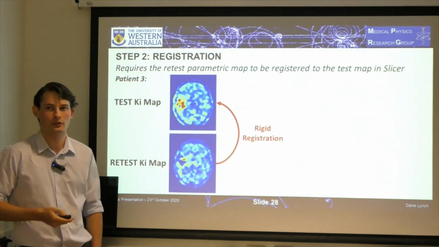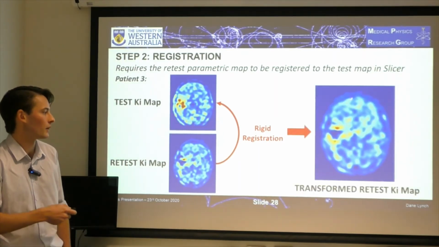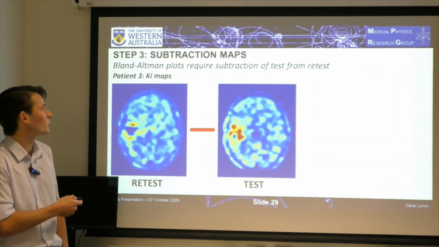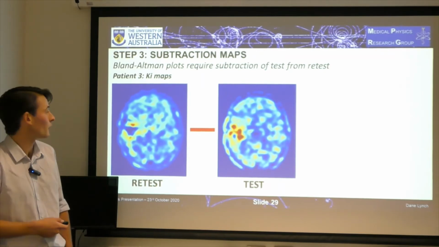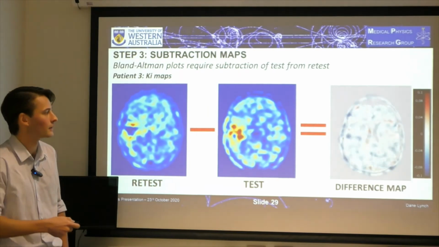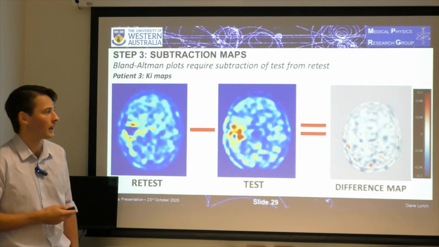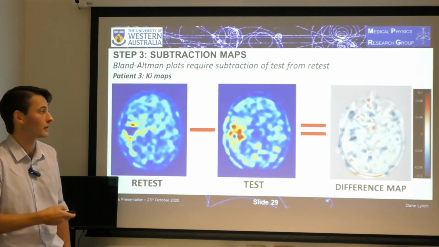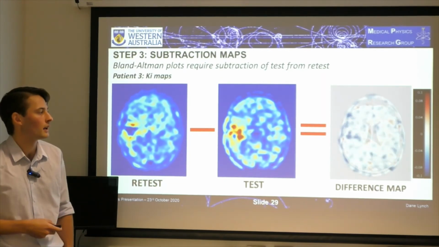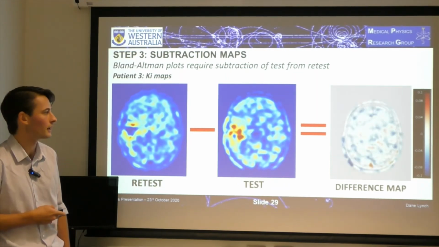Rigid registration was used for this in 3D Slicer, where we can then obtain a transformed retest map and then compare the maps in what is known as a subtraction volume. These subtraction volumes were formed by subtracting the test from the retest to give us volumes that look like this, where regions of blue indicate that the parameter has decreased from test to retest, and regions of red suggest where the parameter has increased from test to retest.